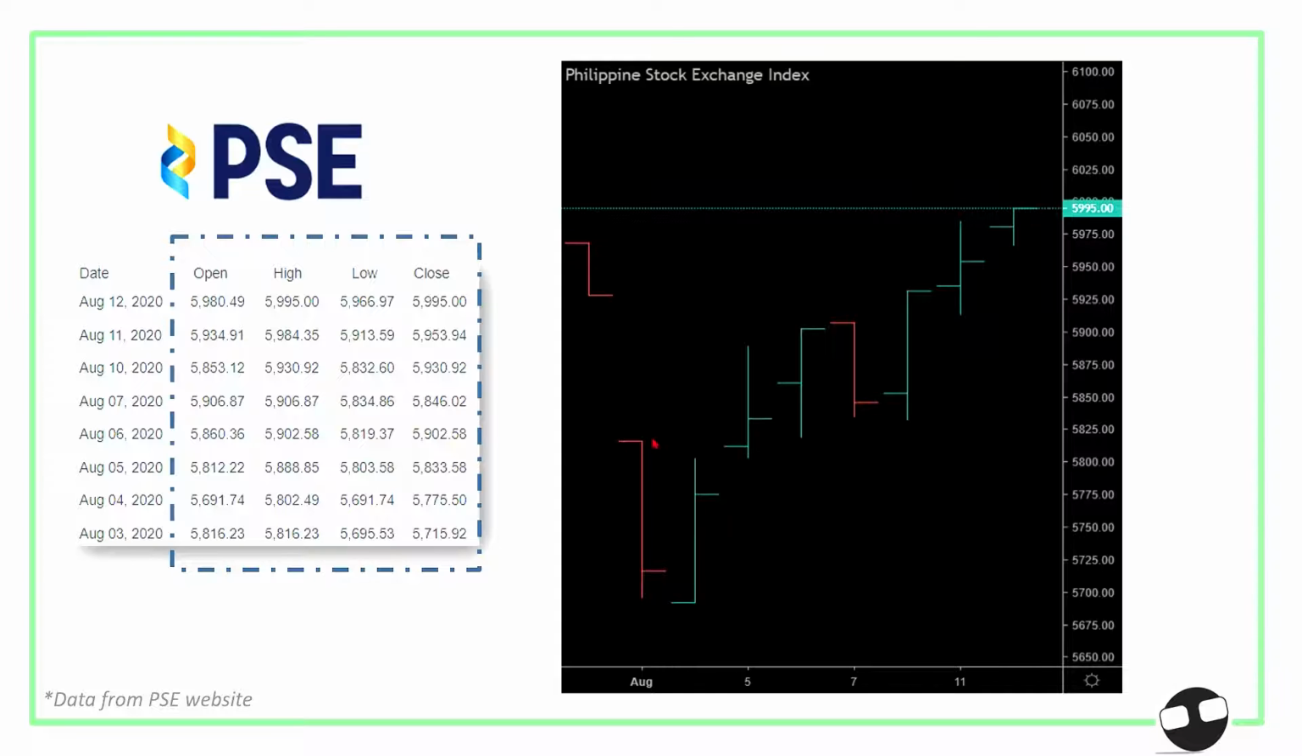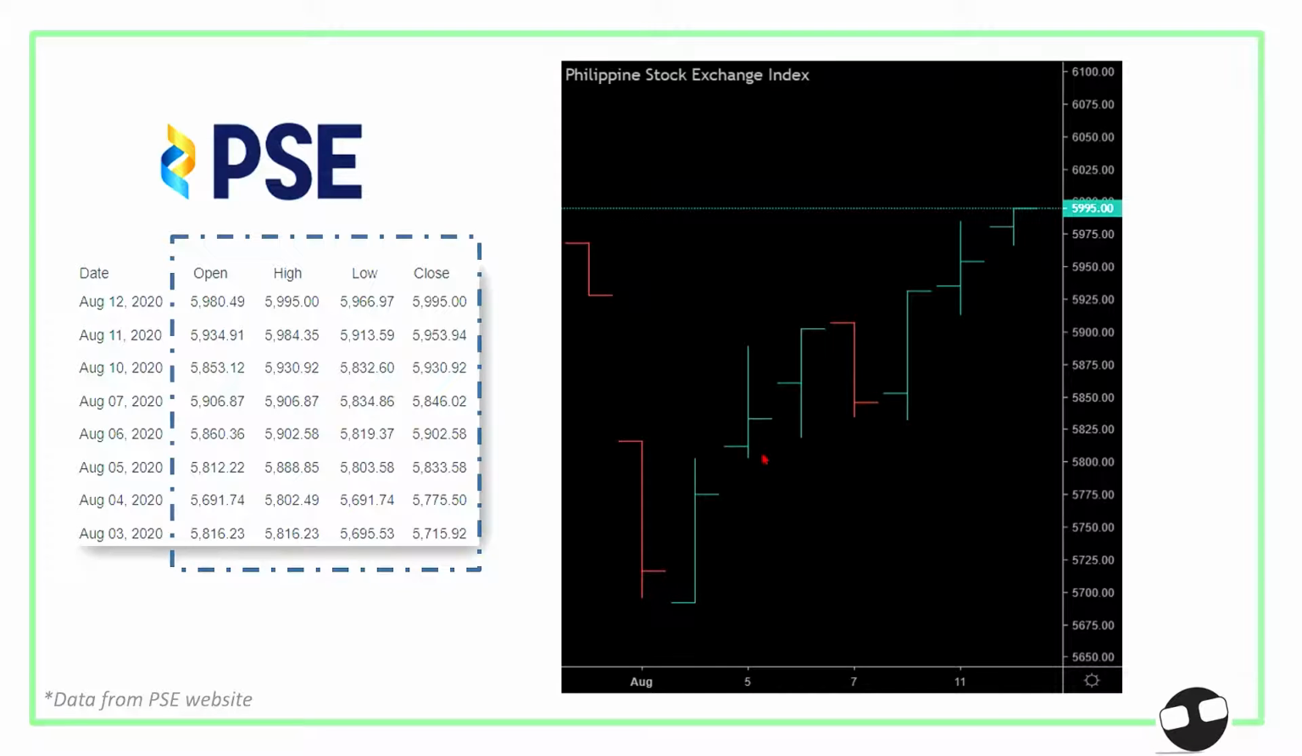So if you look here, for August 3, this is a red bar, so that would mean that the opening is higher than the closing. Okay, so that's exactly a downtrend day. Now on August 4, this is the opening price here, and the closing price is actually higher than the opening price. That's why you have here a green bar. Okay, let's try to look at this one.